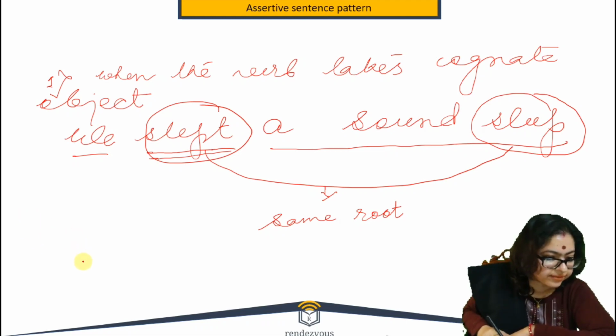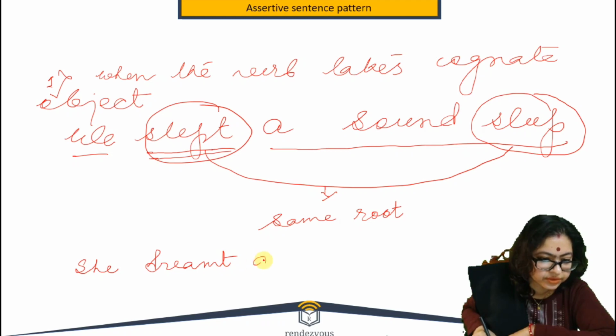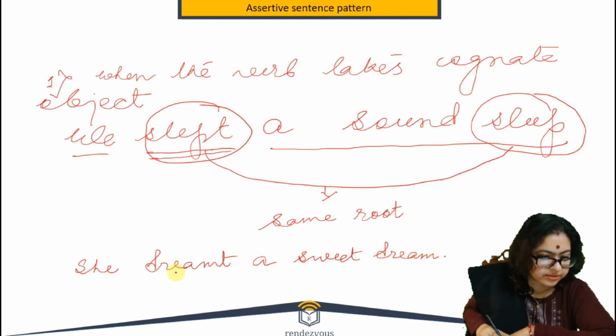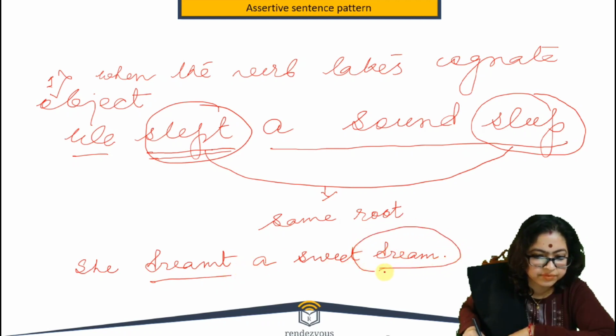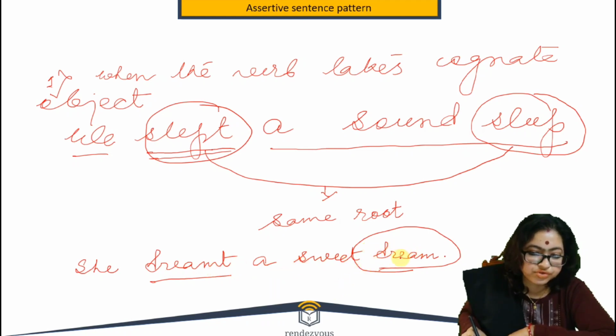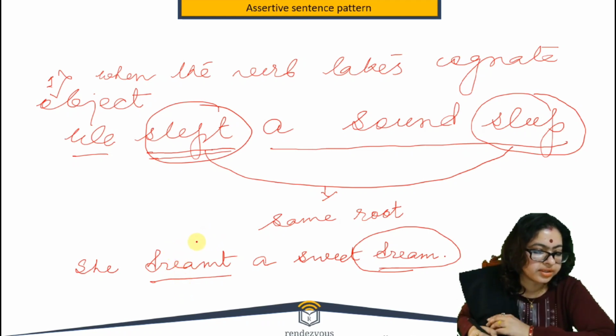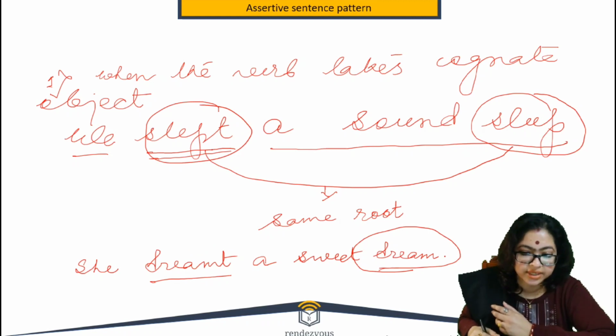Like this, we can also have, she dreamt a sweet dream. Here you can also see the verb dreamt and dream. Sweet dream is the object. Dream and dreamt have a connection because these two words share the same root again. So dream is a cognate object which the seemingly intransitive verb has taken and has become a transitive verb. So here we have discussed when the verb takes a cognate object.